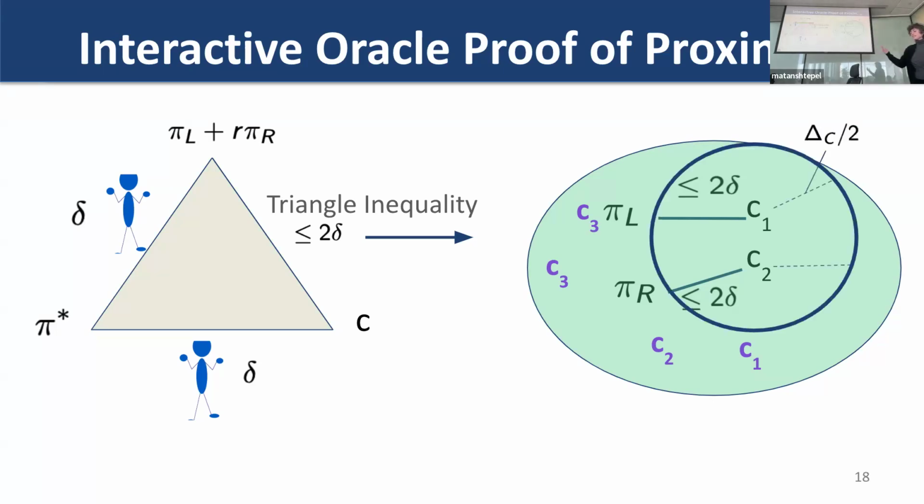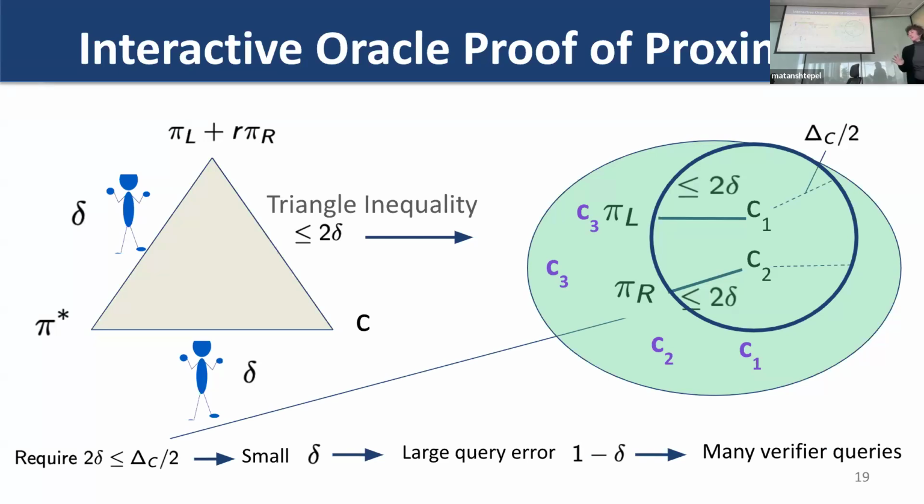Originally, the soundness was based on the unique decoding regime, which says that as long as 2 delta is smaller than the unique decoding radius of a code, we're good. Pi L will uniquely decode to some code word, and so will pi R. And that's what we need for knowledge soundness. However, this wasn't good enough because it requires 2 delta to be smaller than delta C over 2. So that's a small delta, a large query error, and then you need more verifier queries.